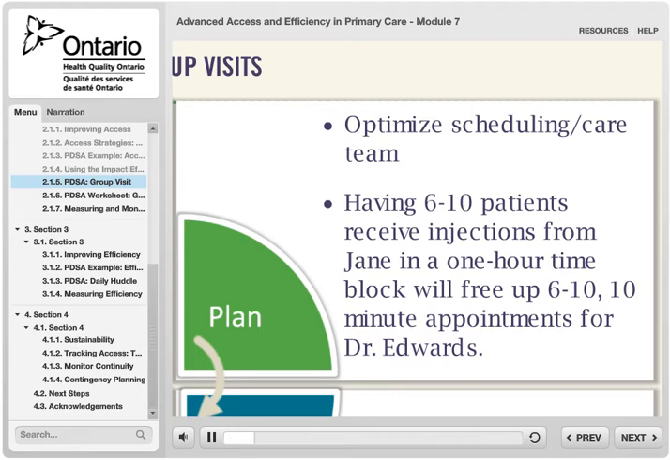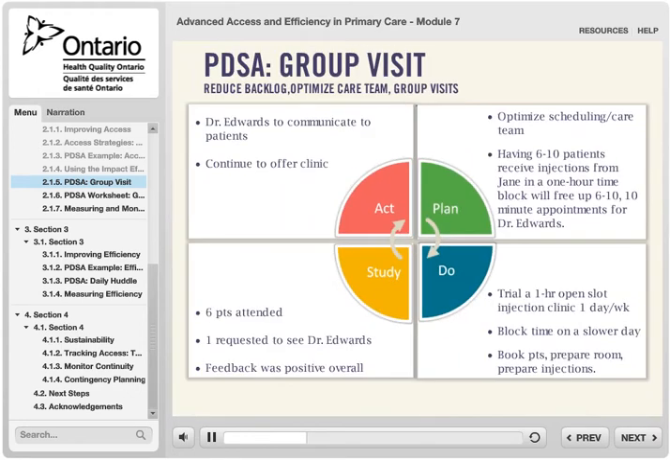The team predicted 6 patients would accept Jane's invitation to receive their regular shot, although a maximum of 10 can be scheduled. They want to know how patients would respond to the clinic, and if this would open some appointments for Dr. Edwards. The team decided they needed to track their supply-demand activity and third next available appointment. They planned the test using the PDSA form they downloaded from the PDSA toolkit.